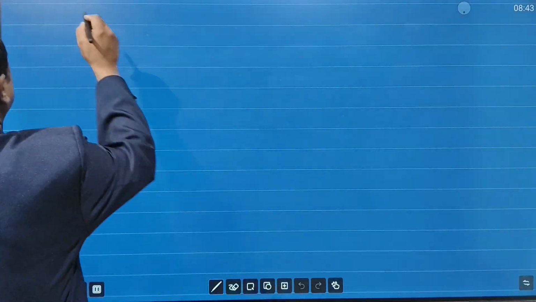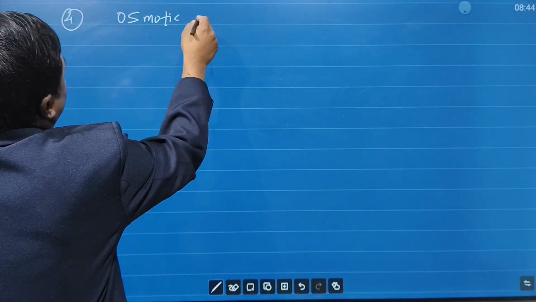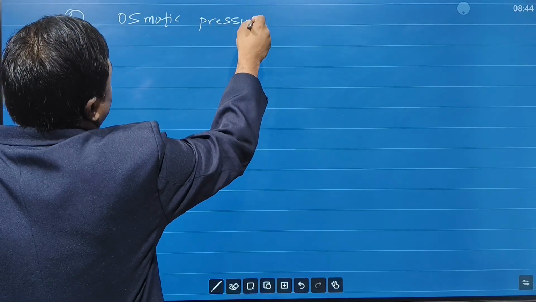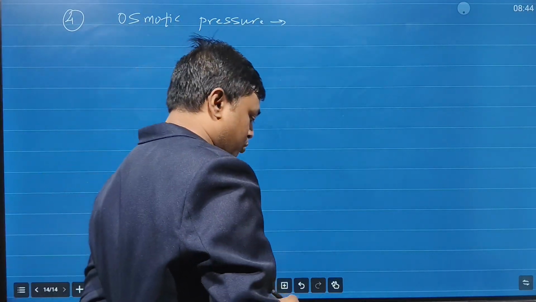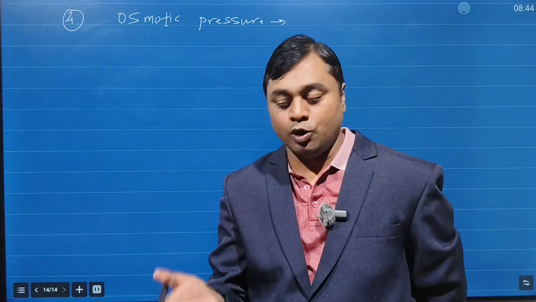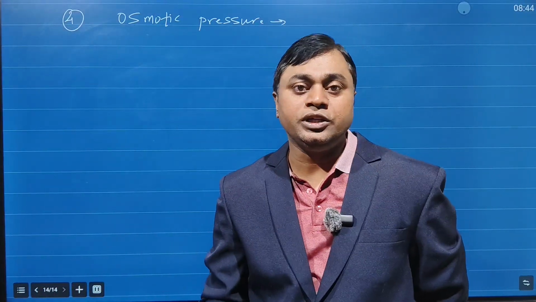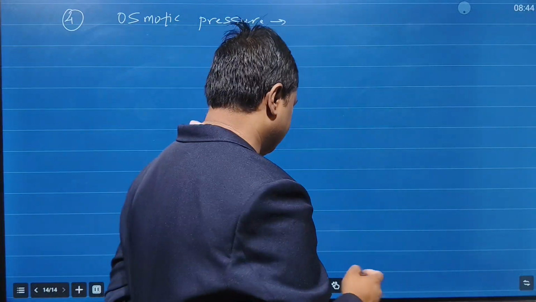The last colligative property is osmotic pressure. To understand osmotic pressure, first you should know osmosis. What is osmosis? It is a process of movement of solvent particles from the region of its higher concentration to the region of its lower concentration.